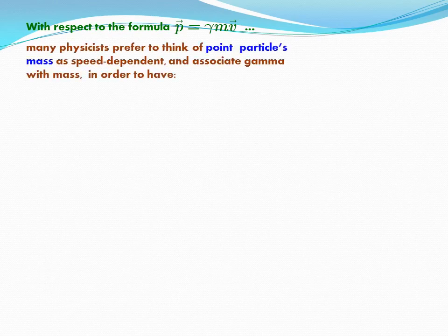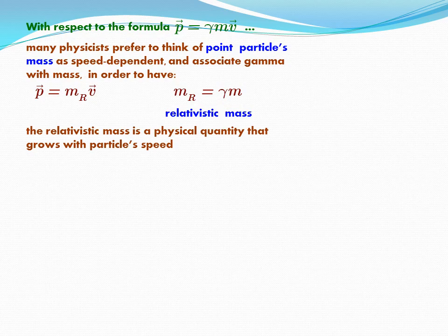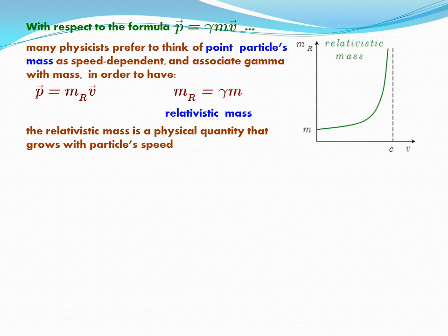With respect to the formula P equals gamma mv, many physicists prefer to think of point particles' mass as speed-dependent and associate gamma with mass in order to have P equals mr times v, where mr is called the relativistic mass. The relativistic mass is a physical quantity that grows with particle speed and approaches infinity as v approaches c. If we plot the relativistic mass versus the speed v, we get a function with a vertical asymptote at v equals c, and whose value is equal to m when the speed is 0.